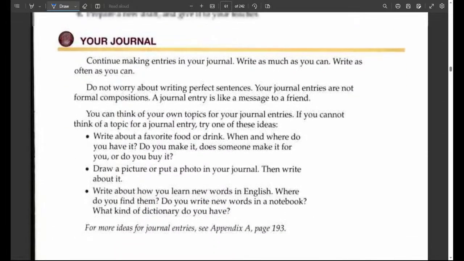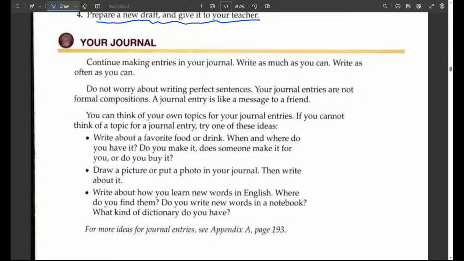Now for your journal, what should you do? Continue making entries into your journal. Write as much as you can, write as often as you can. Do not worry about writing perfect sentences. Your journal entries are not formal compositions. A journal entry is like a message to a friend. You can think of it that way.